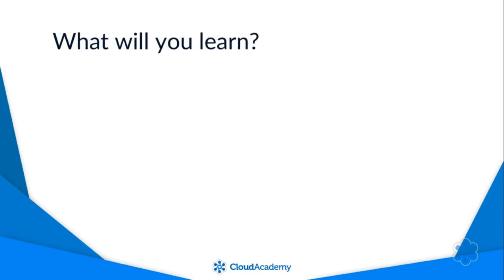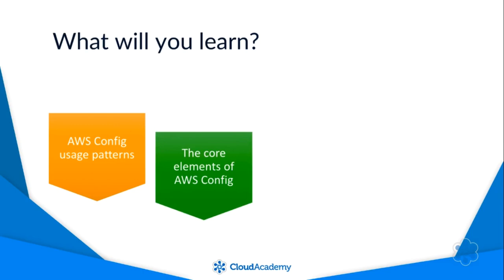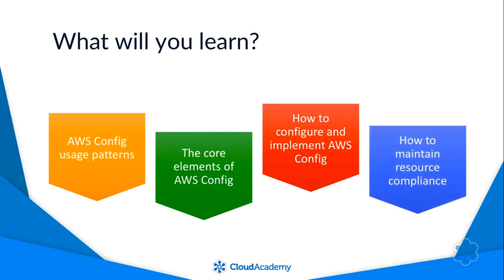On completion of this course, you will be able to recognise and explain how the AWS Config service can be used by AWS customers to monitor environmental changes. You'll be able to recognise and explain the core elements of the AWS Config service. You'll be able to confidently configure and implement AWS Config within your own environment. And you'll understand how to maintain compliance of your resources using AWS Config, for example, to help maintain security policies.